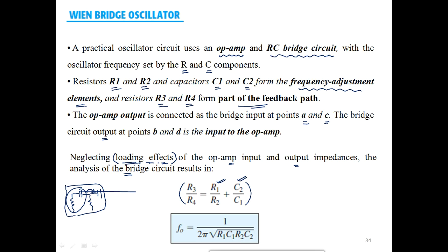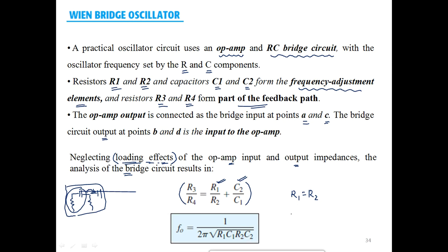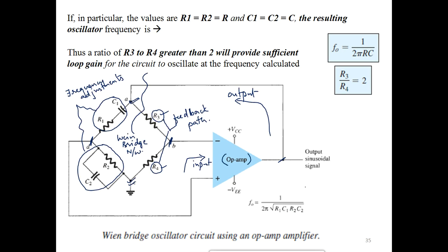Now how do we simplify this? We can simplify this by assuming R1 equal to R2, and similarly C1 equal to C2. Then the equation gets much more simplified, and this is what results: fo equal to 1 upon 2 pi RC. So these are the simplifications which are being done.